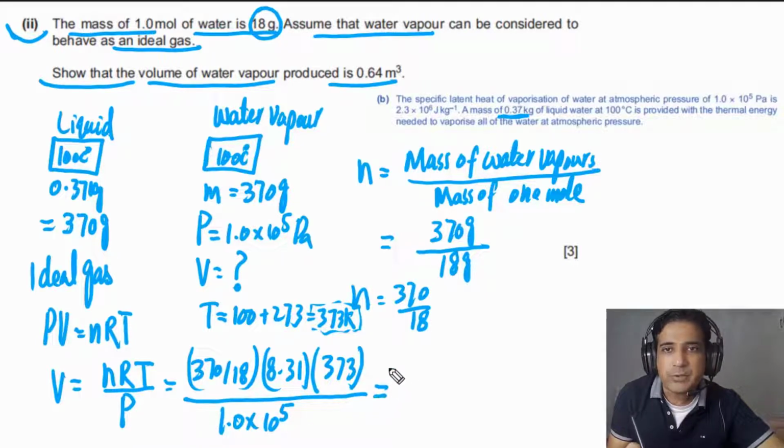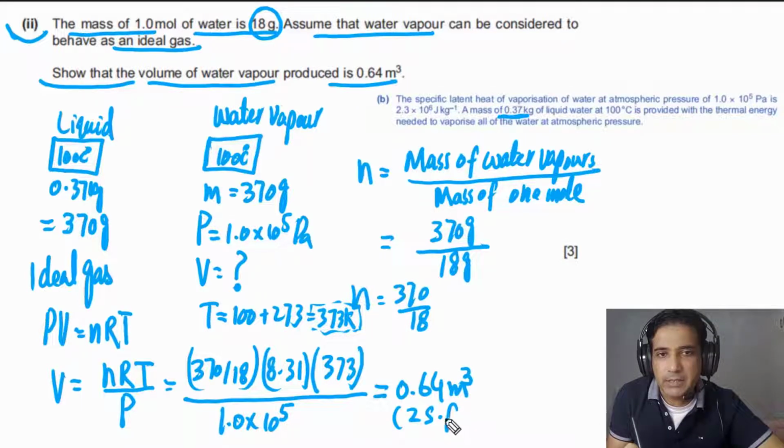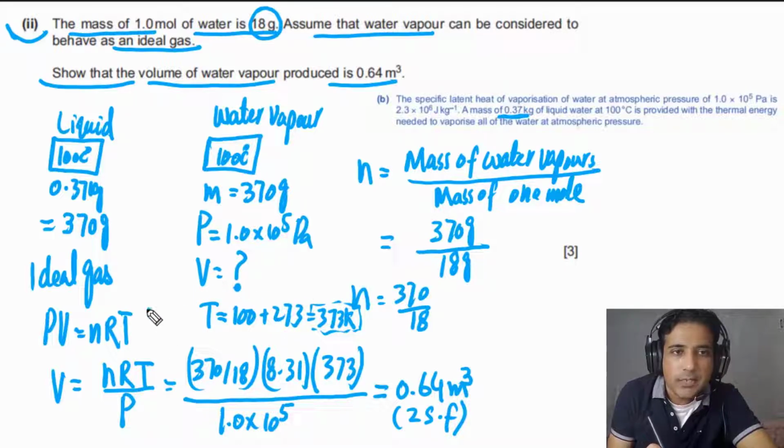If we solve this, our answer in this case will be equal to 0.64 cubic meters up to 2 SF. And this is what the question was asking us to calculate. This question has 3 marks. The first mark you will get if you have written this formula. You will get 1 mark.